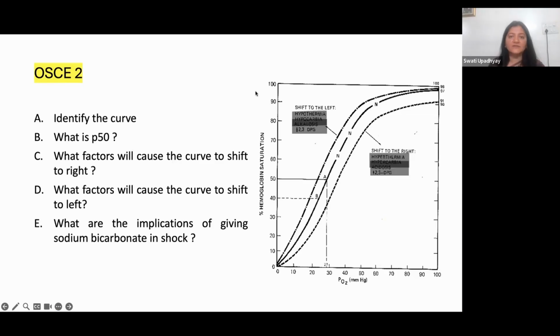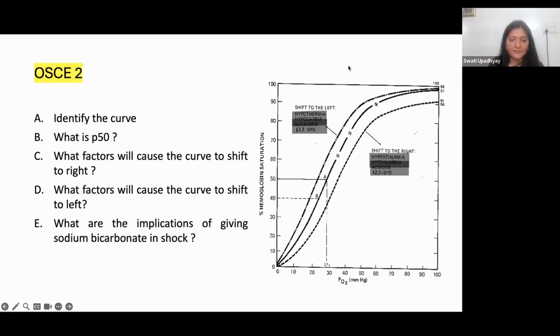So why right shift means that the hemoglobin becomes more generous. Whenever there is a shift to right, oxygen will be released easily. And whenever there is a shift to left, that makes hemoglobin more stingy. So whenever the graph is shifting to the left, it means that oxygen is loading easily, but unloading becomes difficult. So it will happen in conditions like hypothermia, hypocarbia, and alkalosis.